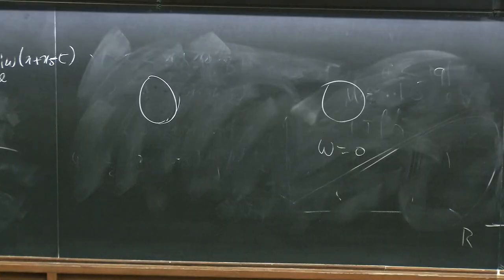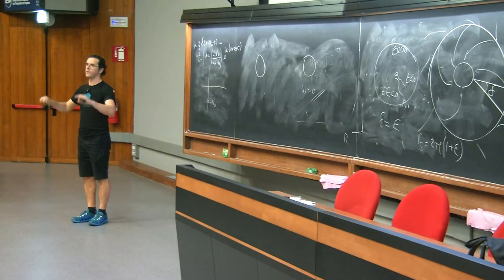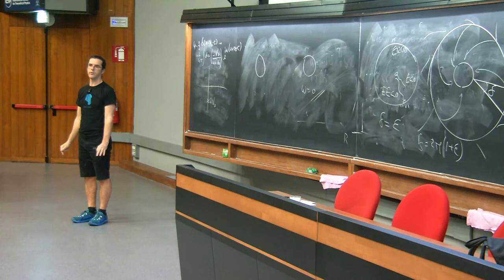We saw, the conclusion that we saw was that there was no hair. There were no possible static fluctuations in black hole spacetimes.